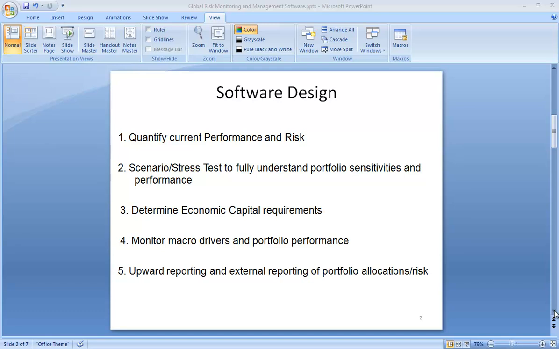There's also mechanisms within the software to allow people to report up the line, which is becoming increasingly important. The formatting of reporting of information as it's being communicated to credit departments or senior credit committees, and also external reporting bodies, whether they be government or associations.